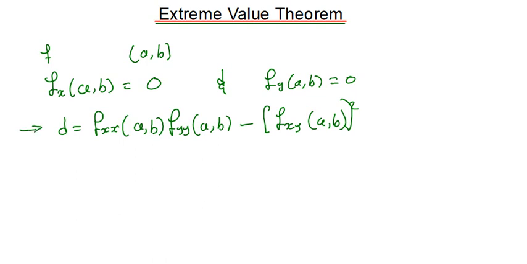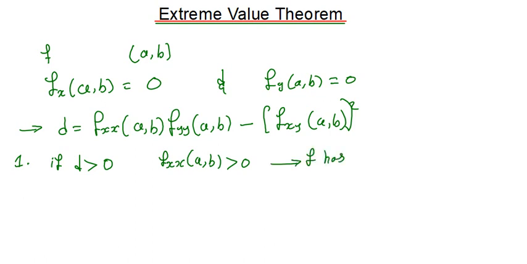So what we want to try to do now is to know when we have a relative min as well as a relative max. The first point: if my D, the discriminant, is greater than 0, and my second partial derivative of that function at the point (a, b) is greater than 0, then we say f has a relative min at (a, b).